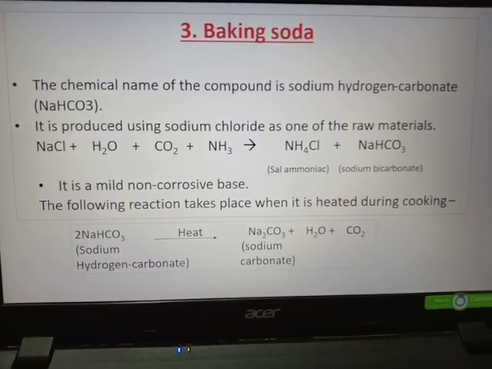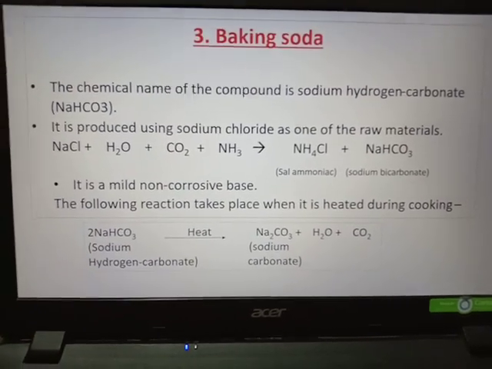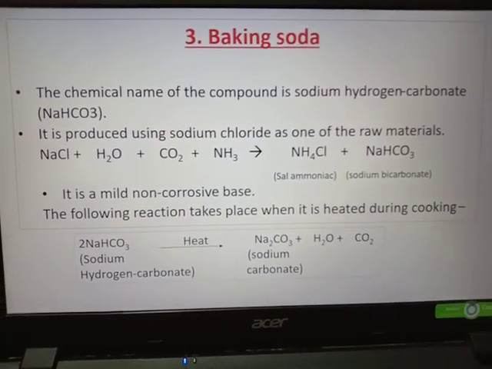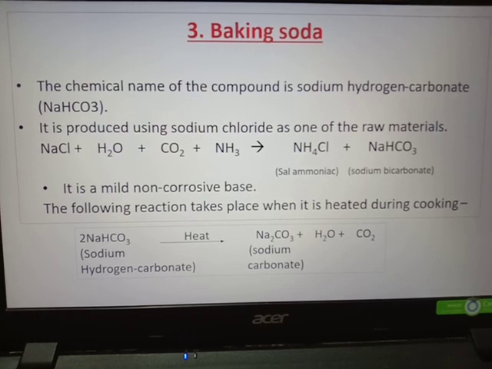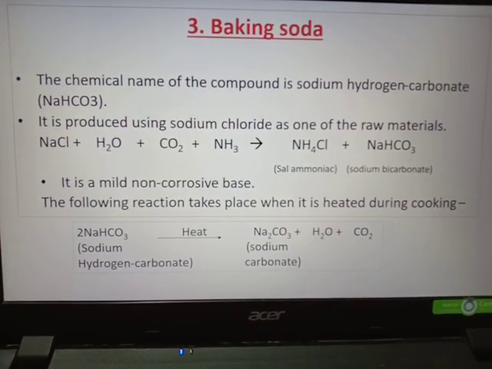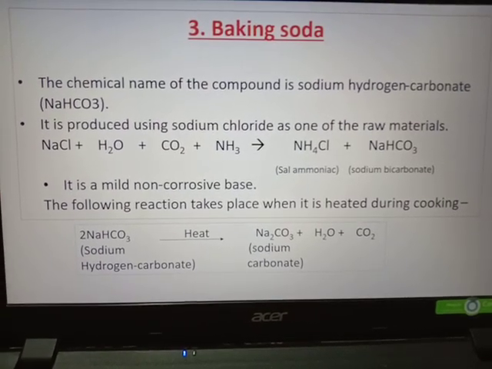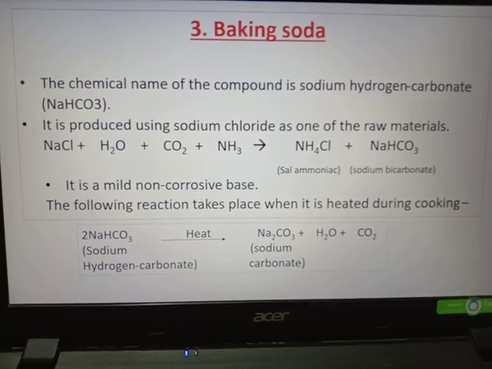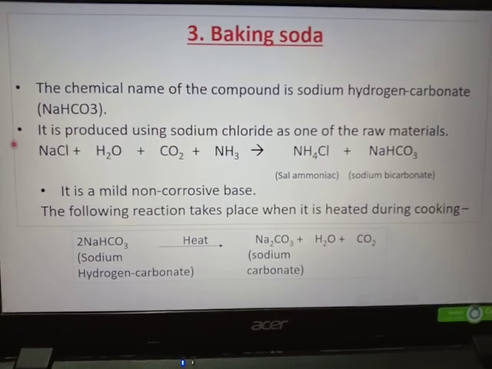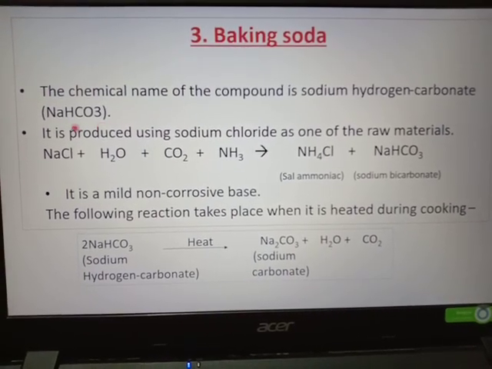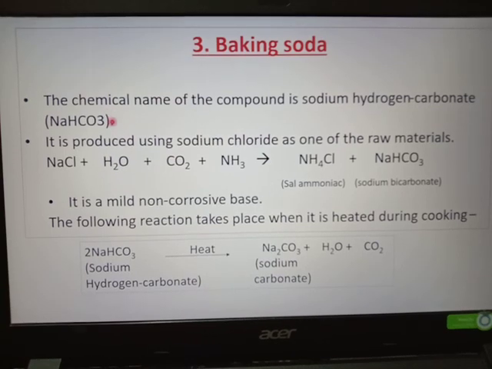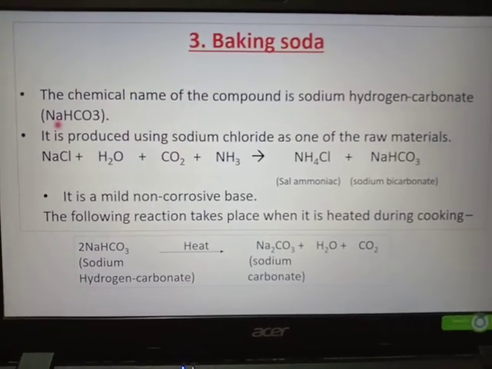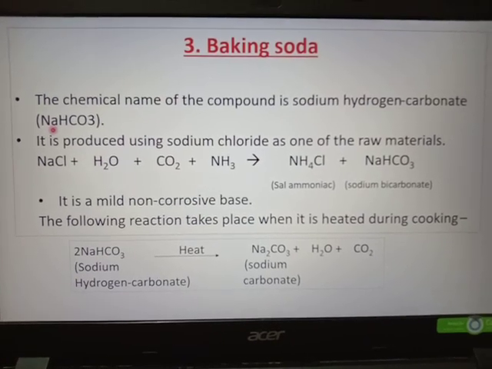As you all know, we are doing the topic chemicals from common salt. Two compounds, that is sodium hydroxide and bleaching powder, are already done. Now the third compound from common salt is baking soda. Baking soda is actually called sodium hydrogen carbonate, and this is the formula of sodium bicarbonate or hydrogen carbonate.